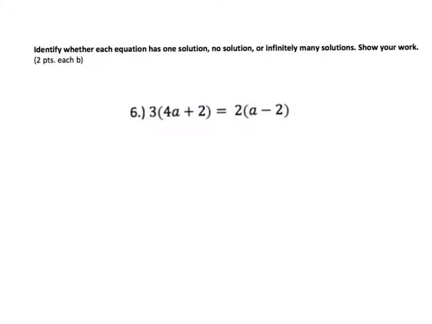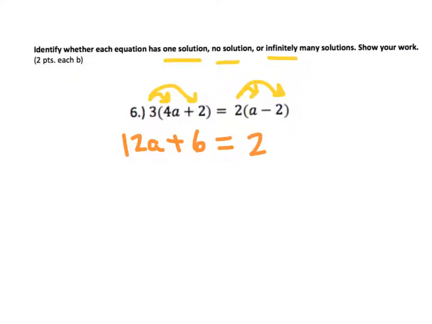Same directions for number 6. We're looking to see if it's one solution, no solution, or infinitely many solutions. First, simplify both sides of the equal sign. I can see again, I'm going to use that distributive property on both sides of the equal sign. 3 times 4a is 12a, and 3 times 2 is 6. On the other side, I have 2 times a, which is 2a, and 2 times negative 2, which is negative 4.